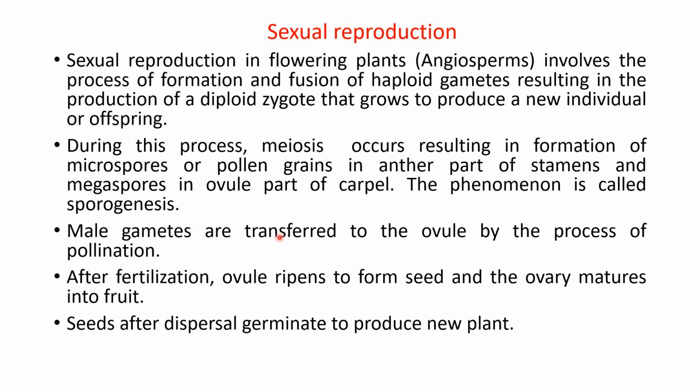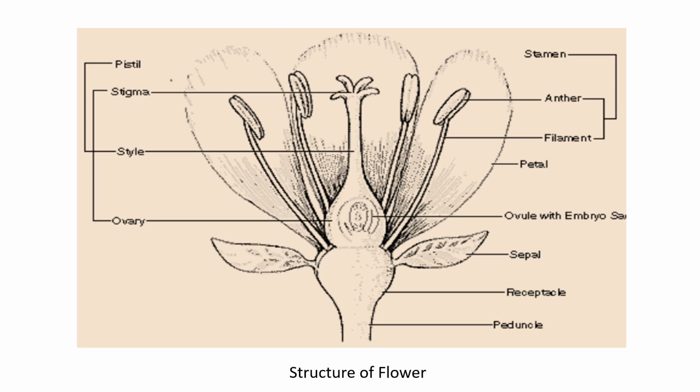Male gametes are transferred to the ovule by the process of pollination. After fertilization, the ovule ripens to form the seed and the ovary matures into fruit. Seeds, after dispersal, germinate to produce a new plant. Thus gamete formation, then pollination and fusion of gametes or fertilization are the main events in sexual reproduction in angiosperms. This is the structure of a flower.